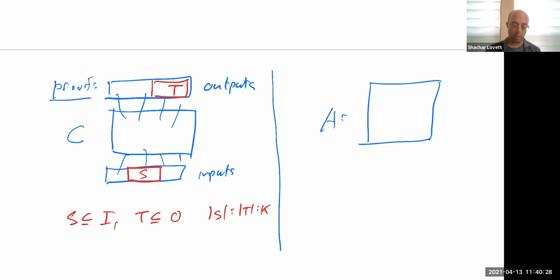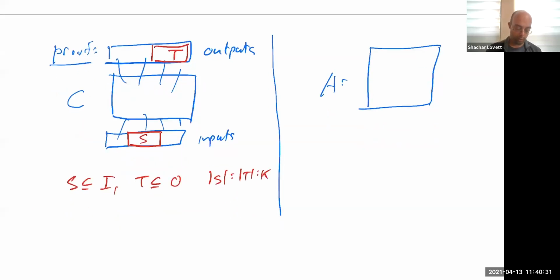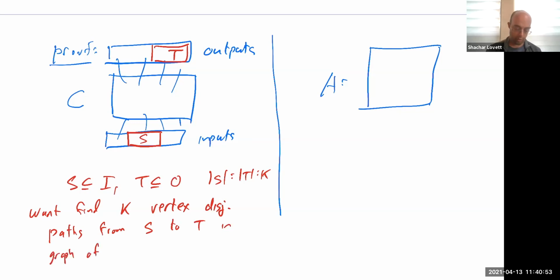And what do we want to prove that we can find? We want to show or to find K vertex disjoint paths from S to T in the graph of C, in the graph of this arithmetic circuit, right? So now we're ignoring the actual constants that we have in the gates. We're just looking at the combinatorial structure of this circuit. Okay, that's our goal.